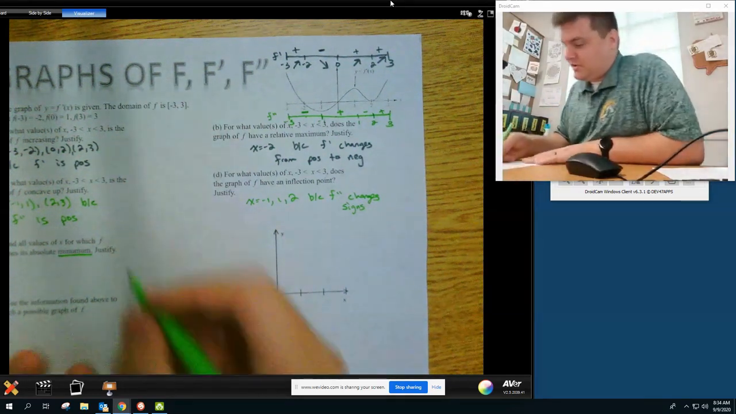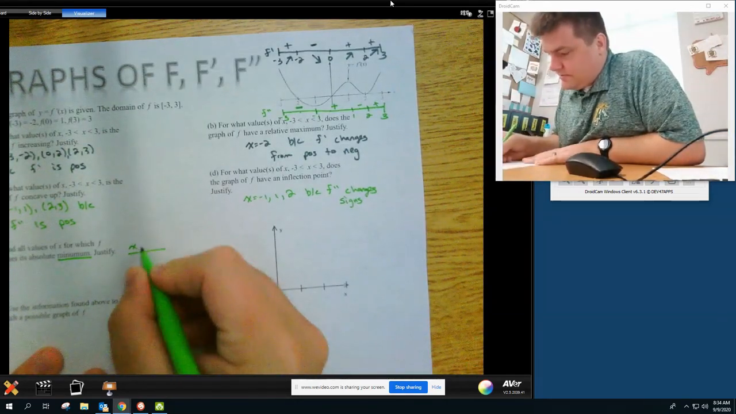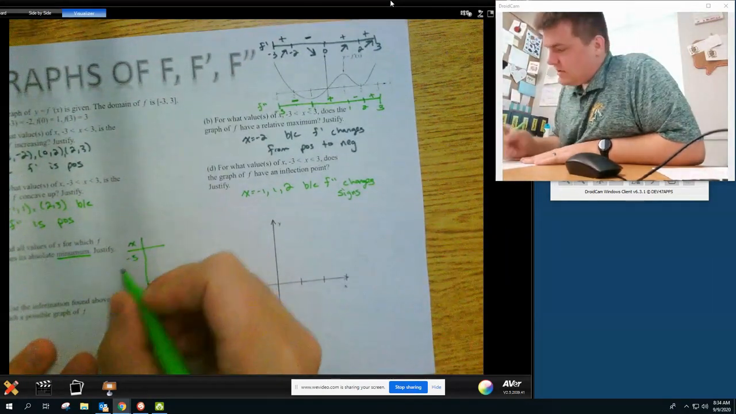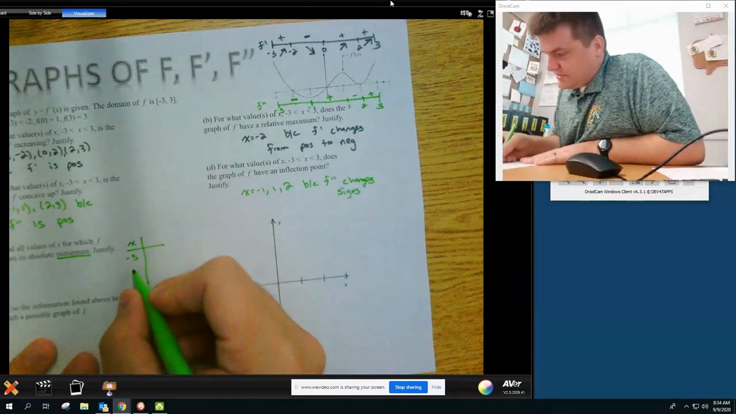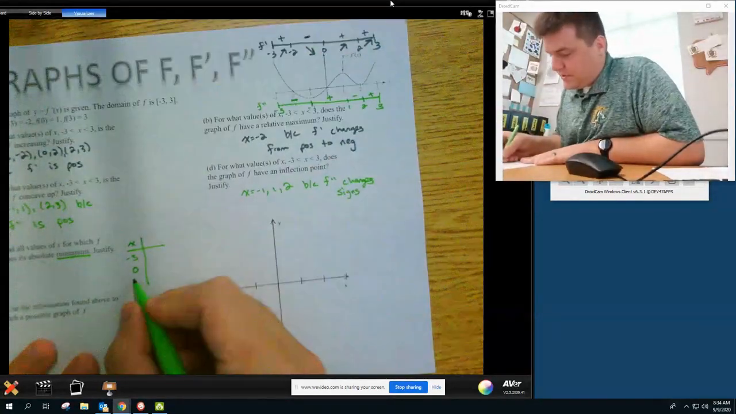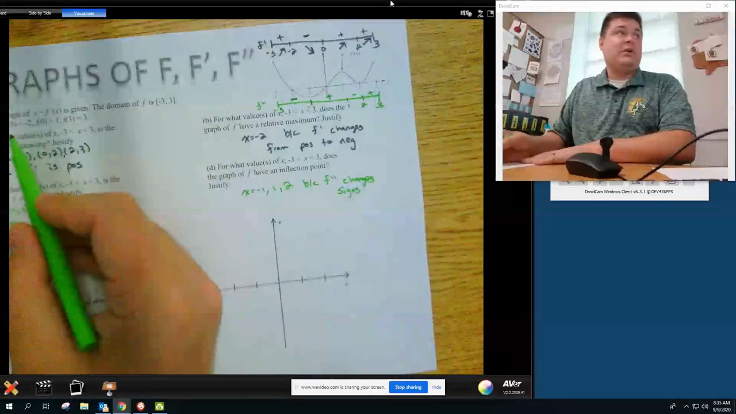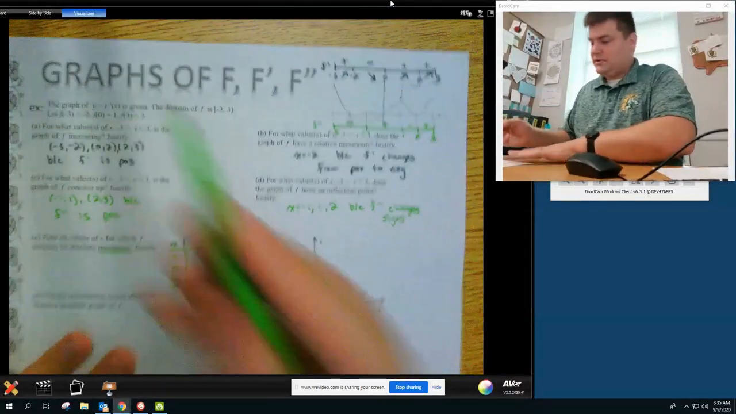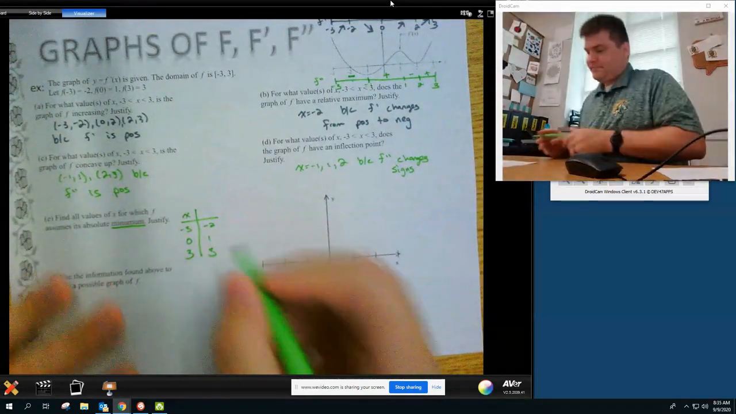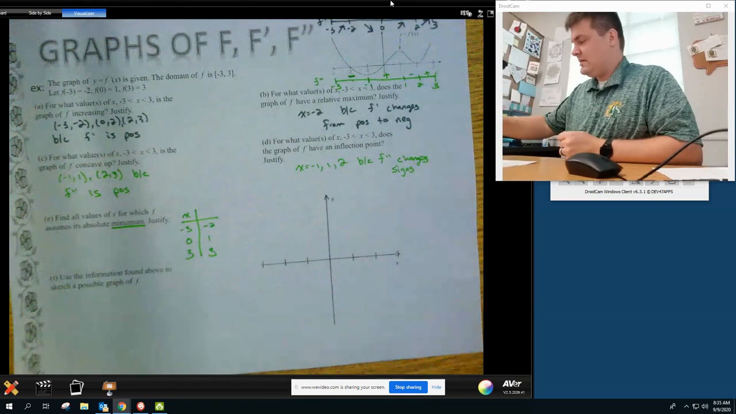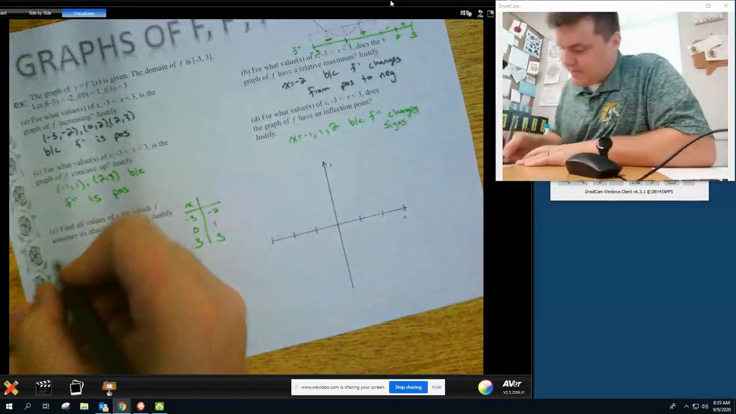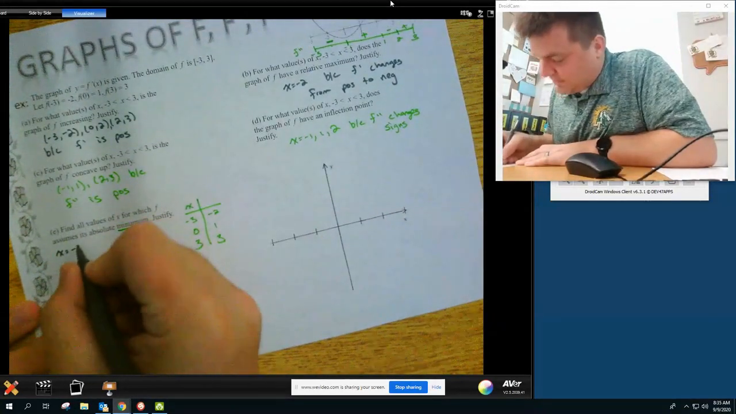So I'll make my little chart here that I always do. For negative 3, for 0, because that's my relative minimum. That's the only relative minimum I have here, and for 3. And luckily, I'm actually given all of these values right here. So I have negative 2, 1, and 3. So which one is my absolute minimum? It's going to be at x equals negative 3.